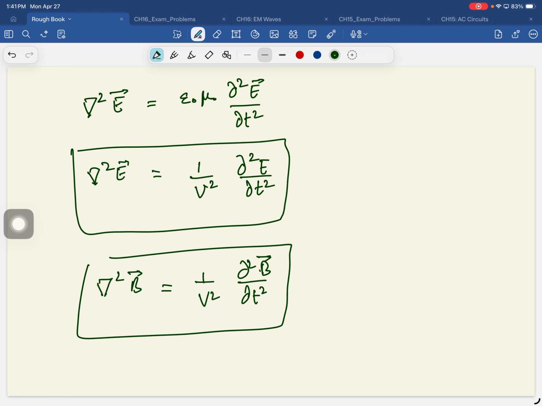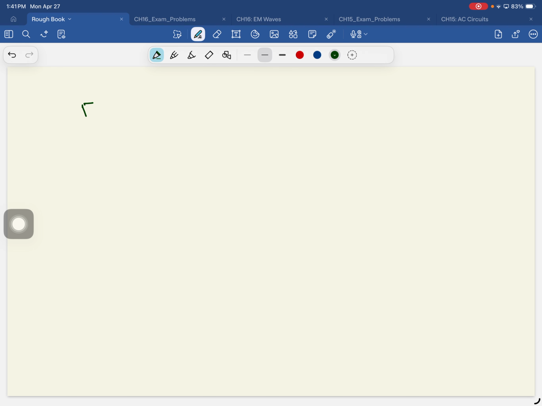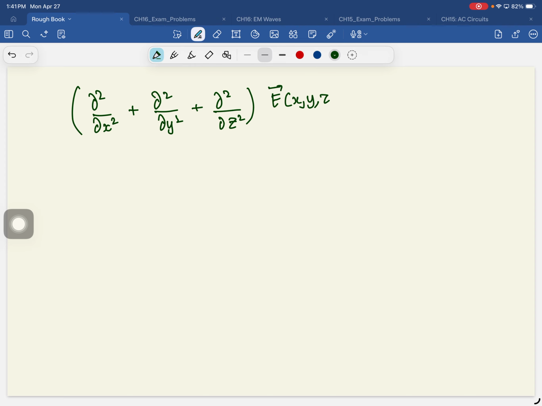So you get this solution for the electric field and an exactly similar solution for the magnetic field. So the magnetic field will be B naught cosine kx minus omega t. And again, v equals omega by k. So what you get is traveling wave solutions of electric and magnetic fields to Maxwell's equations in vacuum.